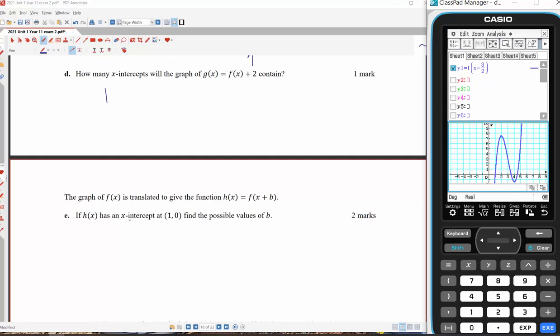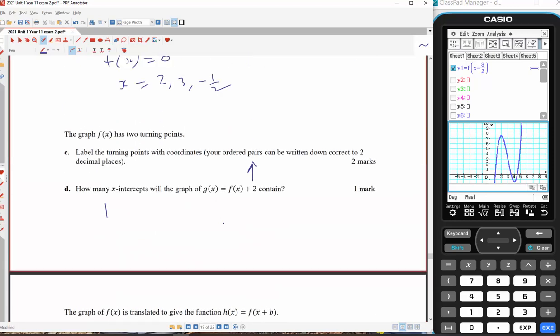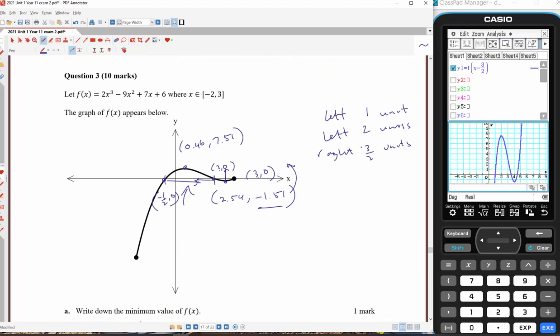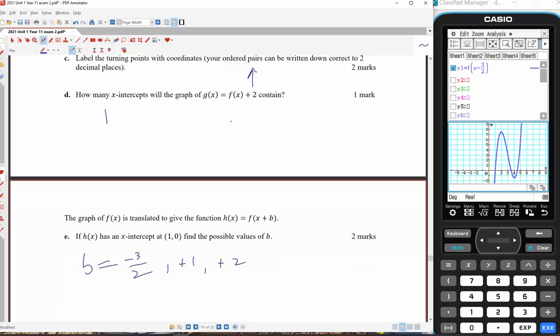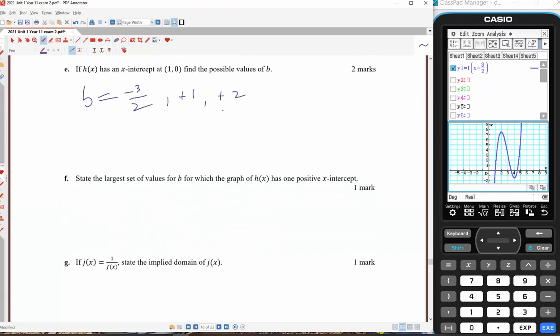So if h of x has an x-intercept at 1, find the possible values of b. So b is equal to 3 on 2, negative 3 on 2, positive 1 and positive 2, I think were the other ones. Where are they? 1 unit and 2 units. Yeah, positive 1 and positive 2.